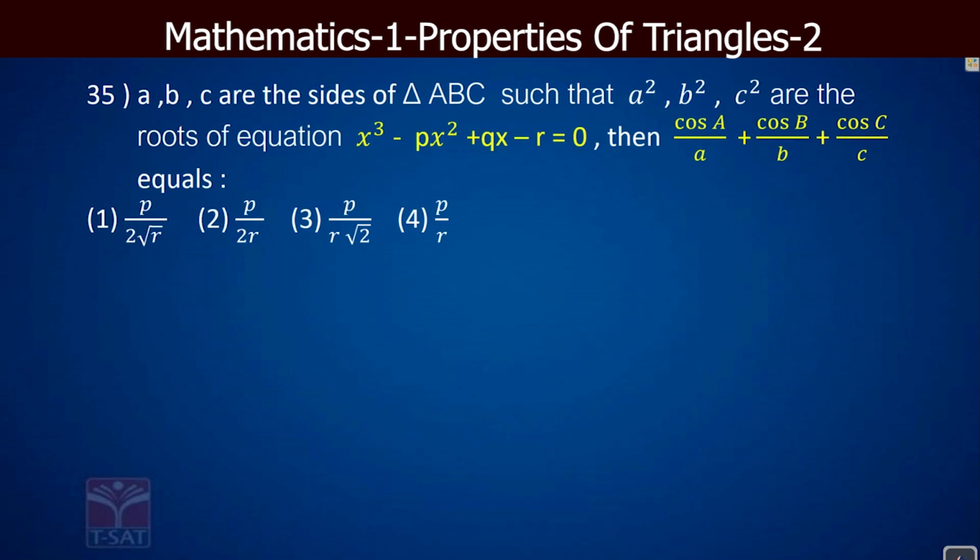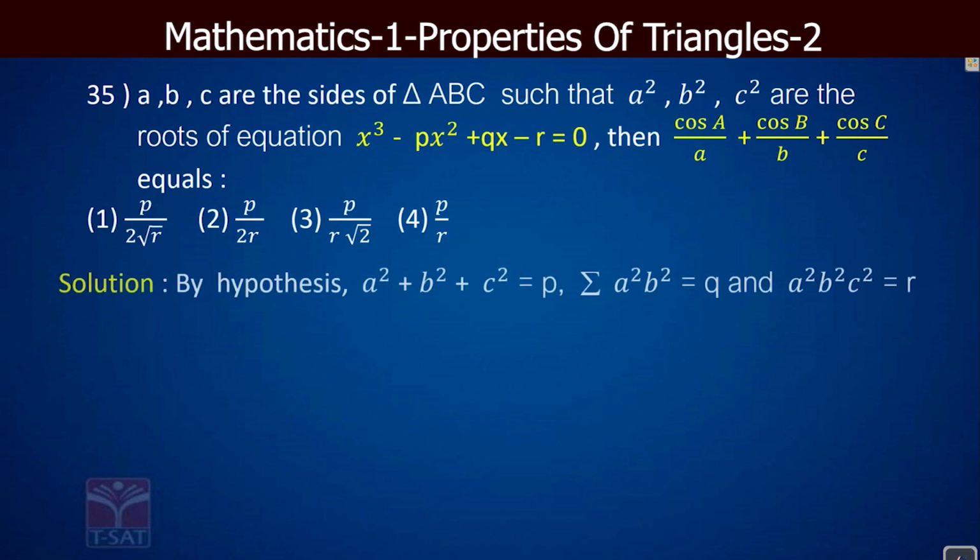Next, 35. a, b, c are the sides of triangle ABC such that a square, b square, c square are the roots of the cubic equation x cubed minus px square plus qx minus r equal to 0. Then cos A by a plus cos B by b plus cos C by c equals: 1, p by 2 root r; 2, p by 2r; 3, p by r root 2; 4, p by r.